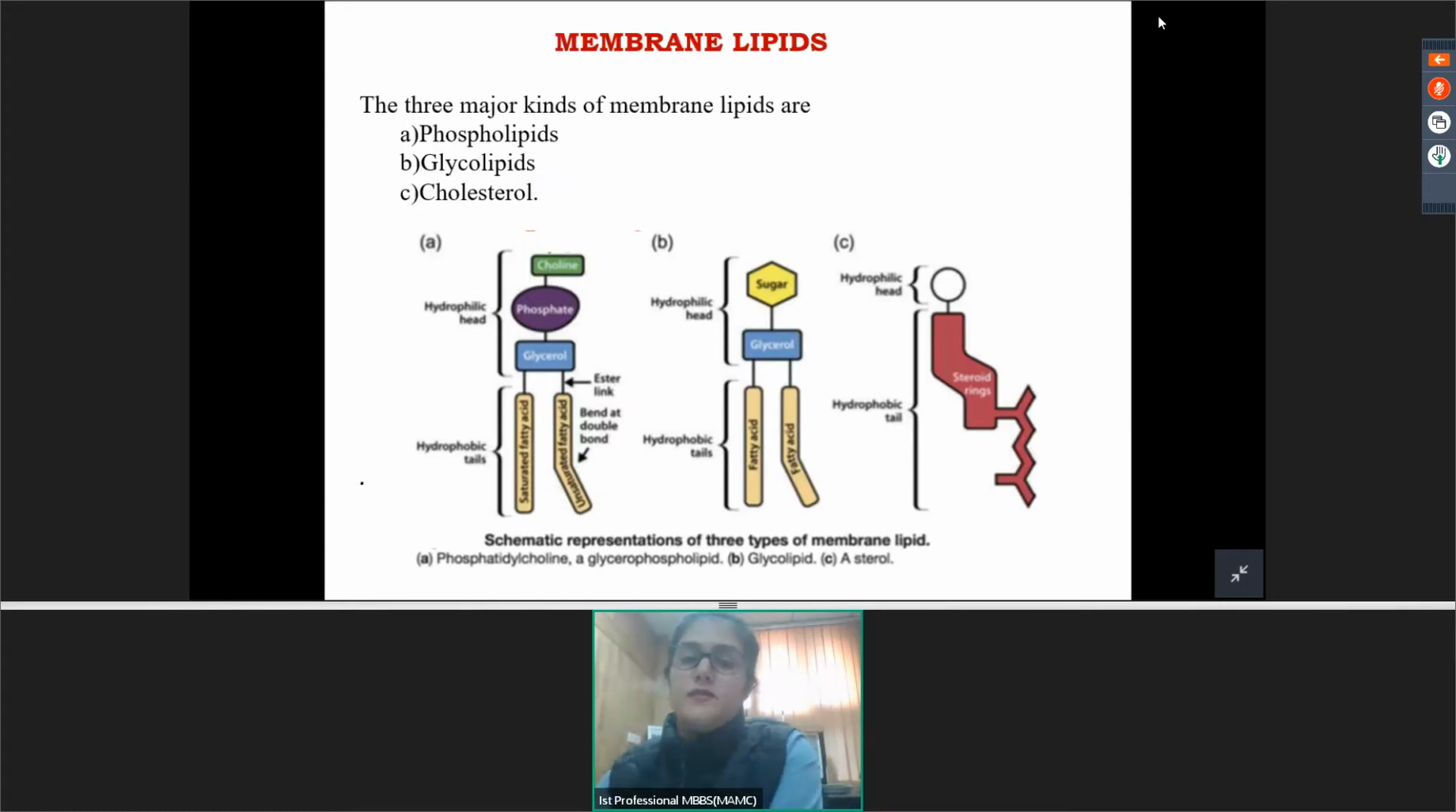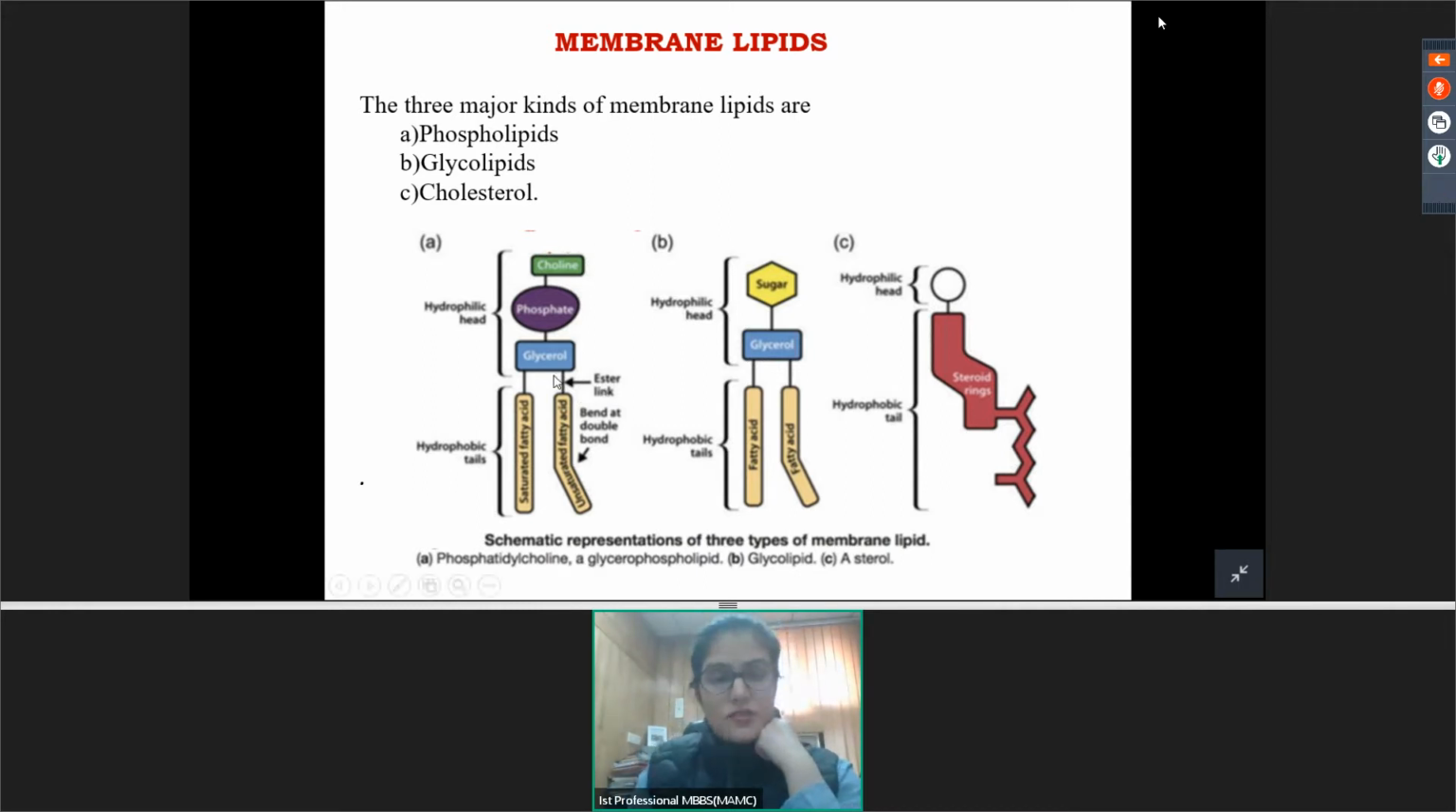First slide. First, we'll talk about the membrane lipids. So the plasma membrane usually has three major kinds of lipids. These are phospholipids, glycolipids, and cholesterol. All these three are amphipathic lipids. Amphipathic, do you know what amphipathic means? Amphipathic means that it will have a hydrophobic or water-hating region and a hydrophilic, that is water-loving, region.